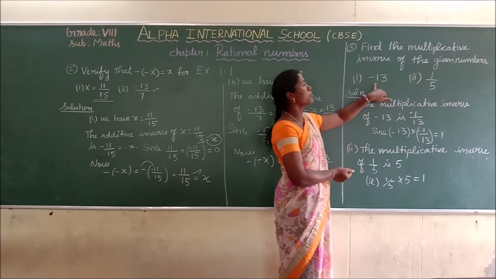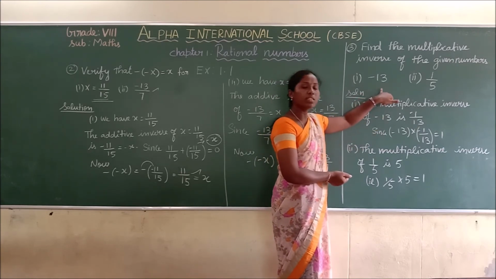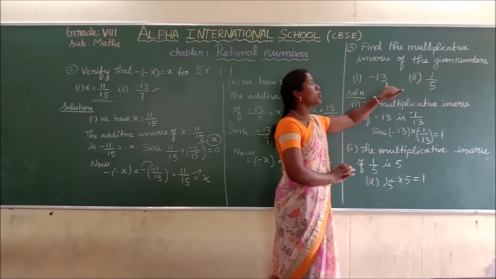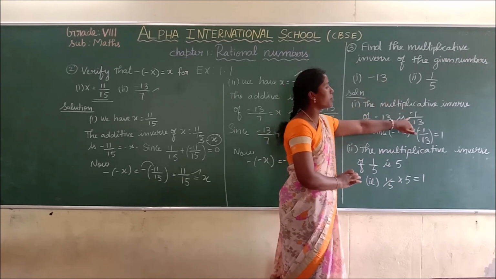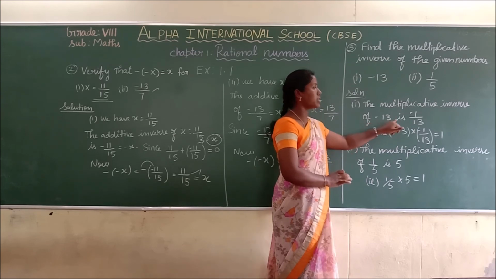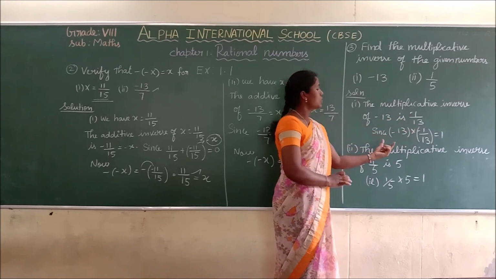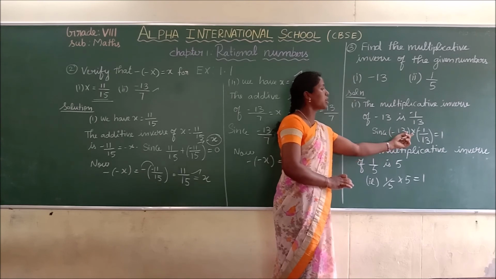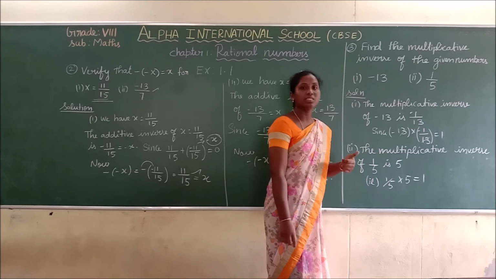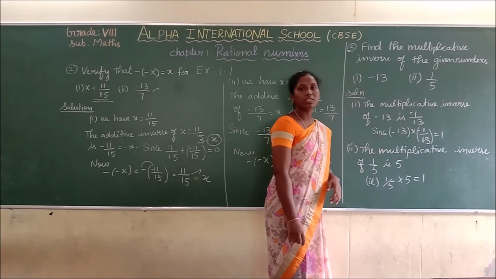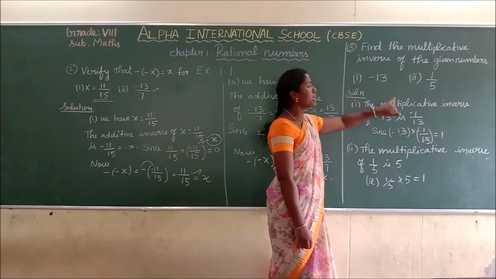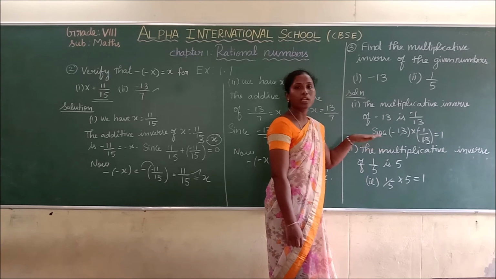Let's see for the number minus 30. What will be the multiplicative inverse for minus 30? The reciprocal of the number itself. So what is the reciprocal of minus 30? Minus 1 by 30. So the multiplicative inverse of minus 30 is minus 1 by 30. Let's check. We are multiplying minus 30 into minus 1 by 30. Minus into minus, if you multiply the signs, it is plus, and the value finally comes as 1. So for minus 30, the multiplicative inverse is minus 1 by 30, just its reciprocal itself.